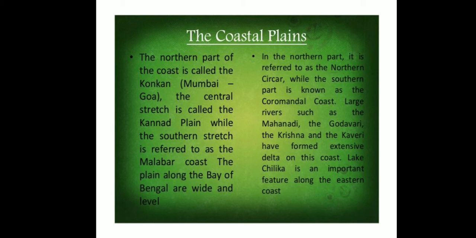The plains along the Bay of Bengal are wide and level. In the northern part, it is referred to as the Northern Circars, while the southern part is known as the Coromandel coast. Large rivers such as the Mahanadi, Godavari, Krishna, and Kaveri have formed extensive deltas on this coast. Lake Chilka is an important feature along the eastern coast.